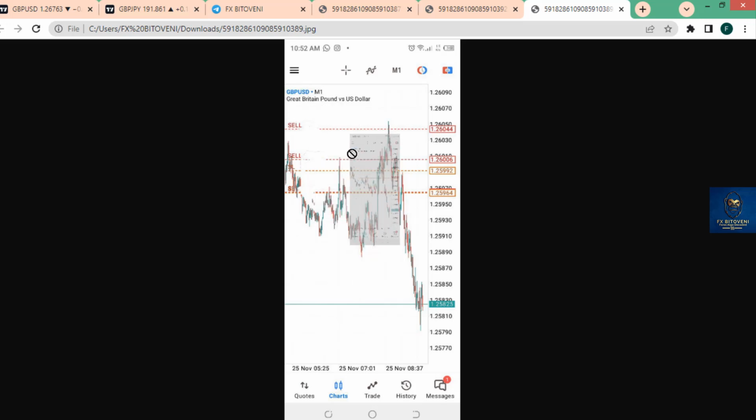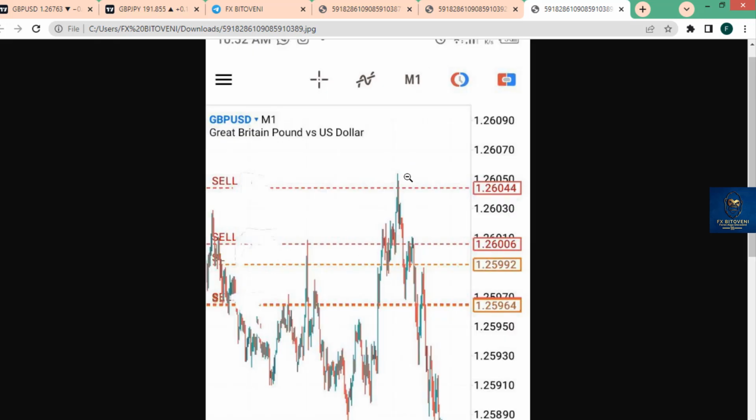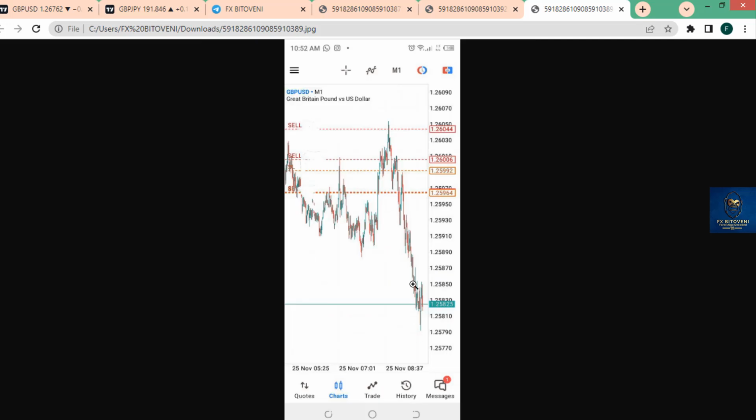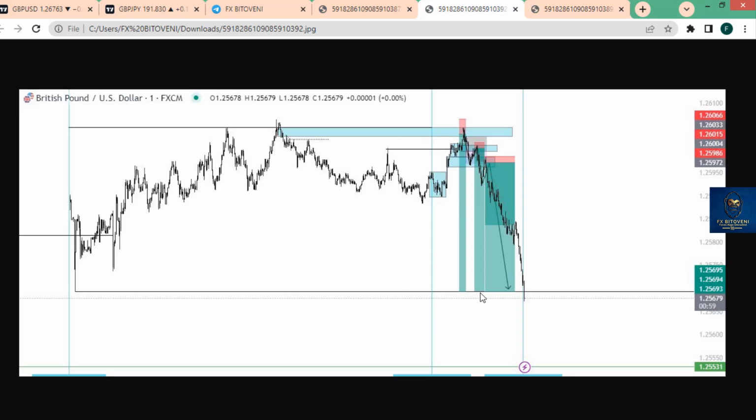As you can see, this was the first entry on the top, second entry, then third entry, where I waited for engulfing because it was crossing a little bit above this zone, which I was expecting perfect reaction. Still, we managed to drop down and hit our take profit, which is our draw on liquidity on this area.